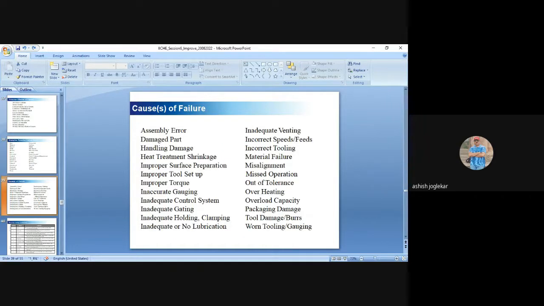Then causes can be assembly error, damaged part, handling damage, heat treatment, improper surface preparation, improper tool setup, material failure, misalignment, misoperation, out of tolerance, overheating, overcapacity. Just to discuss these things, these are all the potential failures that are having the problem.